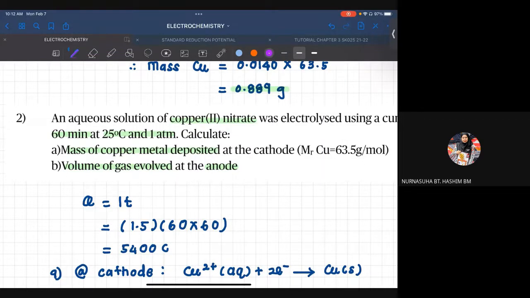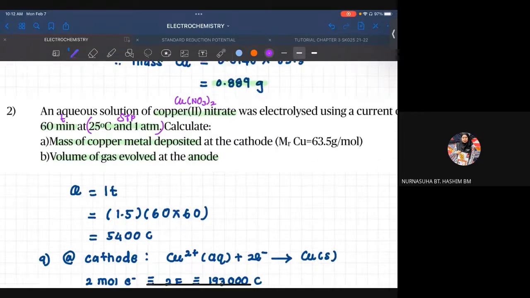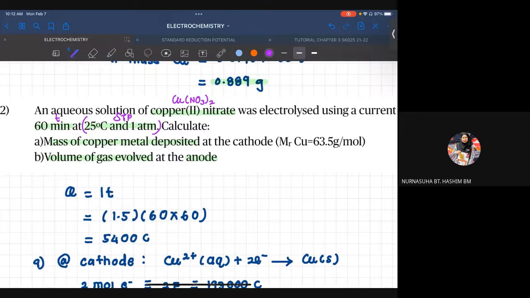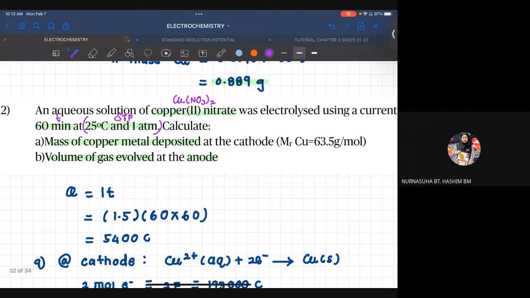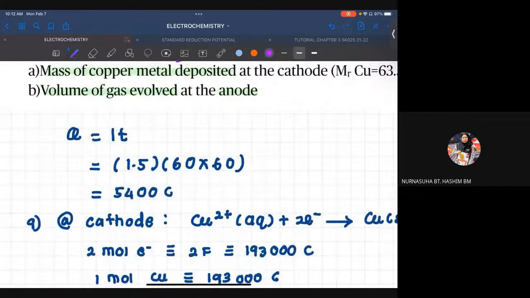Okay, copper nitrate Cu(NO3)2. Okay, that's the formula of the copper nitrate. So kita ada I, kita ada T, dan kita ada suhu at STP. Okay, that is the information at STP. So first calculate mass of copper deposited. So you ada I, you ada T. So macam tadi, so use the formula.